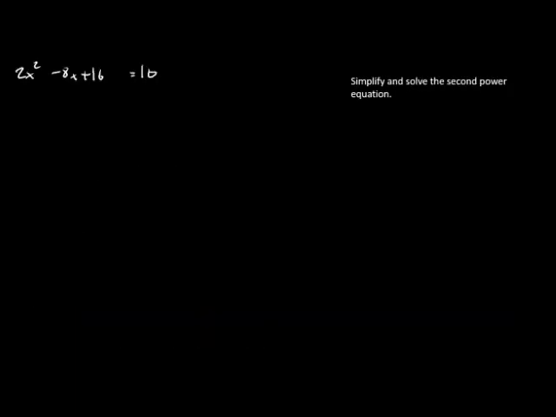Now to solve the second power equation, let's try to get all of our terms onto the left. Therefore, the 16 that is on the right will have to move. When you move the 16 to the other side, it will become negative 16. This will allow the positive 16 and the negative 16 to cancel, and this will give us just 2x squared minus 8x equals 0. Now that we have everything on the left side and a 0 on the right, we can try to factor the left side.